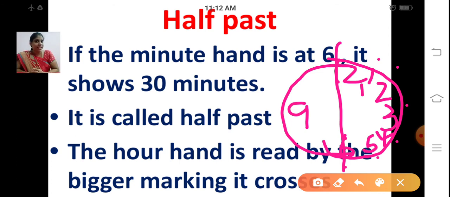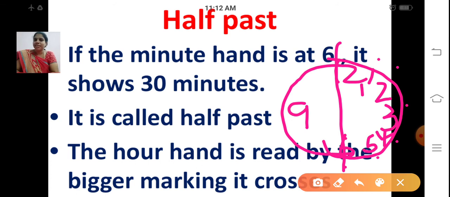How will you calculate that? Start from 1, that means 5 minutes, 2 is 10, multiply it by 5. So 6 5s are 30. As the minute hand is at 6, how will you calculate the minutes? You are going to multiply that by 5. So 6 into 5, 6 5s are 30. If the minute hand is at 6, then it shows 30 minutes.